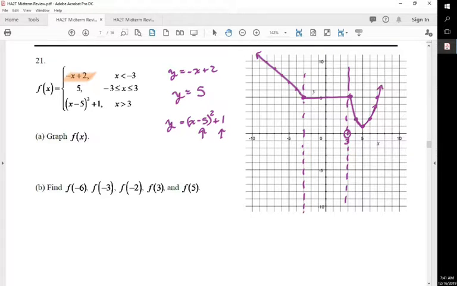Here, let's do some highlighting really quick. So this rule right here is this guy. He is for this interval, right? Okay, and then we have this rule, the constant rule. It's just going to be a 5. That's for this interval. And then we have our last one. That's for anything greater than 3. So anything greater than 3, we're going to do this parabola.